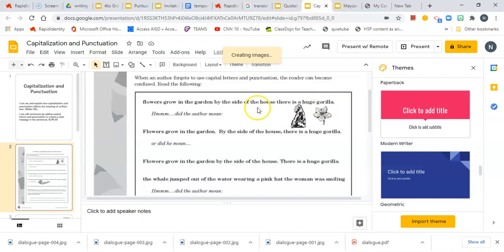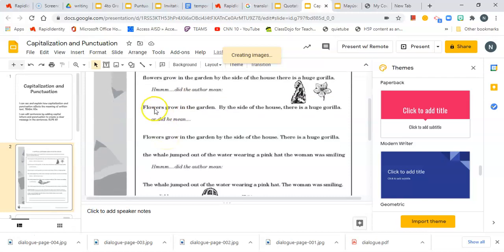That wasn't very clear. We don't have any capital letters, and we only have one period at the end. But that doesn't seem like a sentence that makes sense. I wonder if the author meant this sentence. Flowers grow in the garden. By the side of the house, there is a huge gorilla. So it's saying that the gorilla is by the side of the house, and then flowers grow in the garden. I guess that's okay. Or do you think the author meant this way?